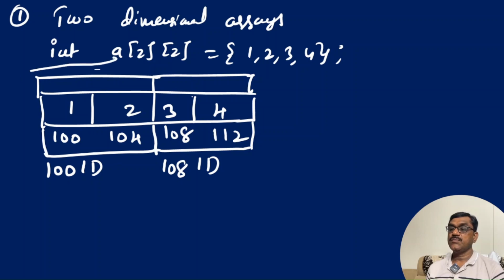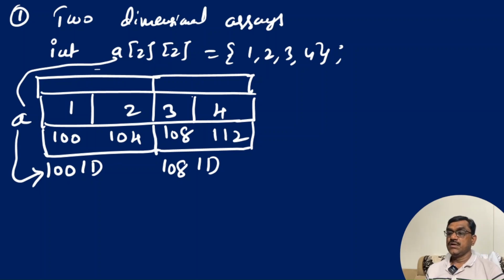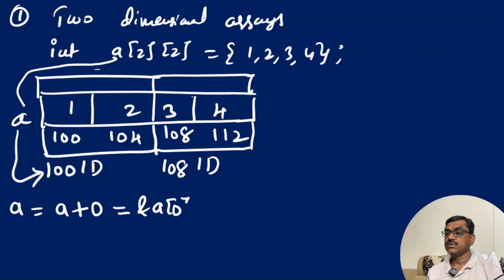In this case, the array name a is pointing to the base address 100. Now, here a, or nothing but a plus 0, is pointing to &a[0], that is 100. What is a[0]? a[0] is the first one-dimensional array. What are the elements of the first one-dimensional array? That means 100, 104, that's the meaning. a[0] is pointing to the first one-dimensional array where the two values are 100 and 104.